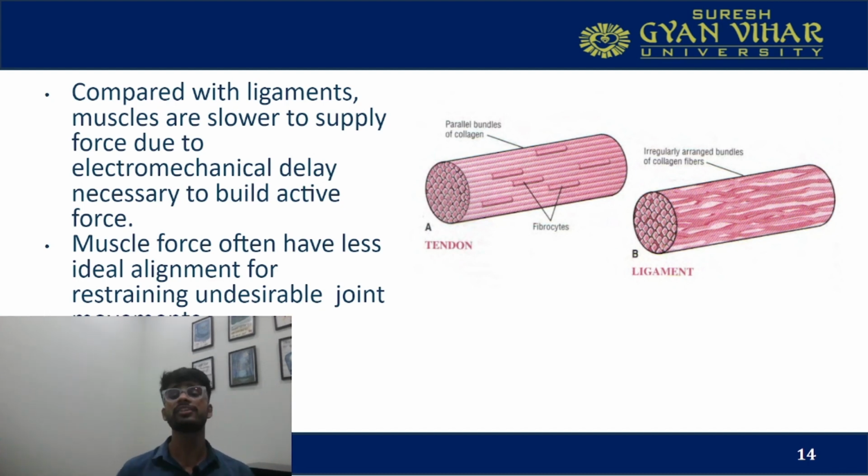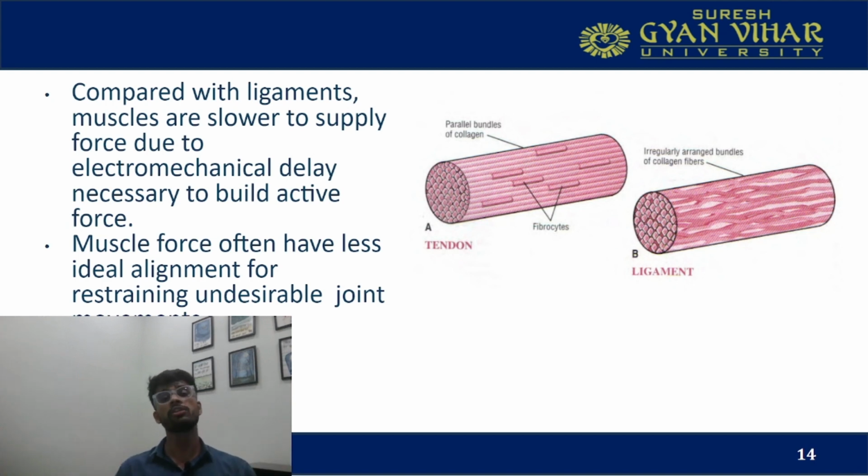But in ligaments, as they are passive restraints, there is no such delay. Muscle force often has less ideal alignment for restraining undesirable joint movement. So if asked which is the best passive restraint, it will surely be ligament, because in tendon there is always a delay before your impulse arrives at the neuromuscular junction and causes the action.